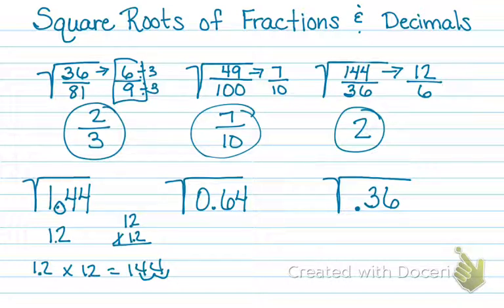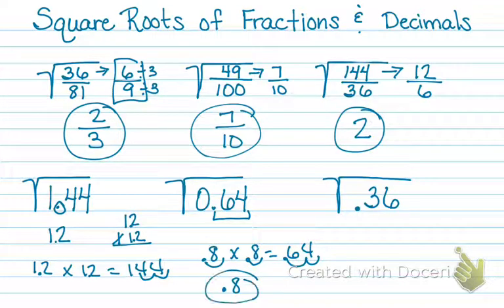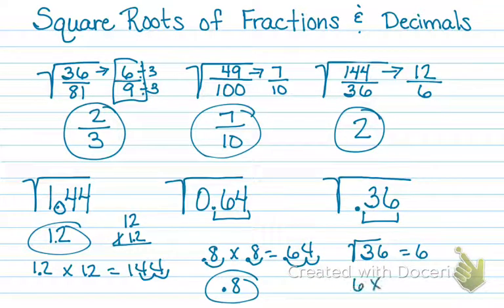So the same thing here. The square root of just 64, we know is 8. 8 times 8 will give us 64, but we need it to be two places over, which means we need two places in here that we would add. So each of them needs one. So our answer is 0.8. With 0.36, think about it as just 36. 36 square root is 6. 6 times 6 equals 36, but we need two spots for the decimals to be, so each one of these needs one. So our answer is 0.6.